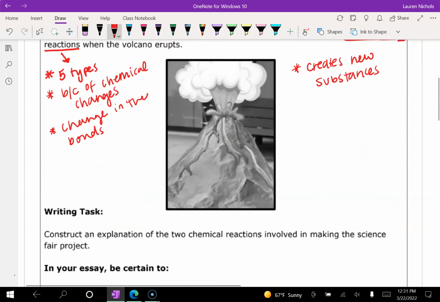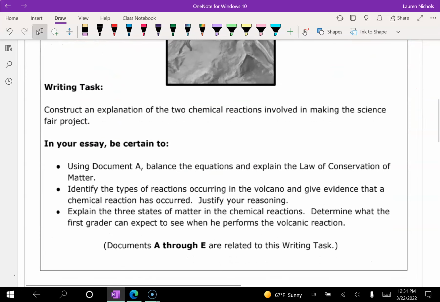Now let's take a look at the writing task and what our body paragraphs are going to be about. Remember, we're going to circle the words like construct that tell us to do something. Those can be like our checklist for our essay to say at the end when you're reviewing before you do your final draft, okay, did I include everything that they asked me to? So it says construct an explanation of the 2 chemical reactions involved in making the science fair project.